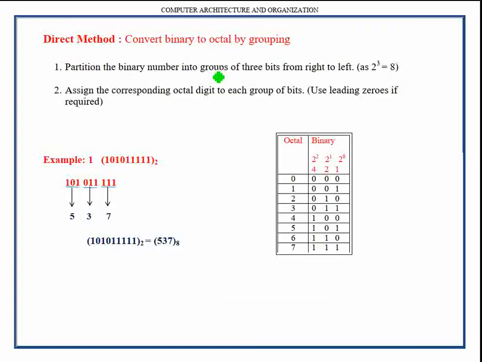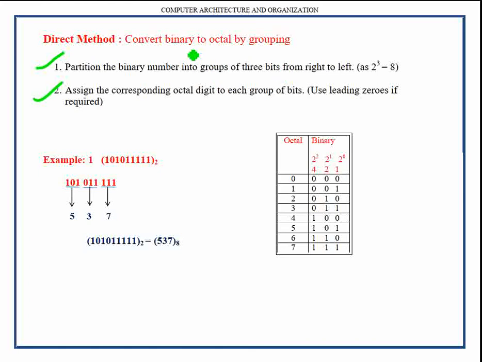Let's now discuss the direct method, in which binary to octal conversion takes place directly by grouping. This process is carried out in two steps. In the first step, the given binary number is partitioned into groups of 3 bits from right to left. Here we should know the reason for grouping of 3 bits.